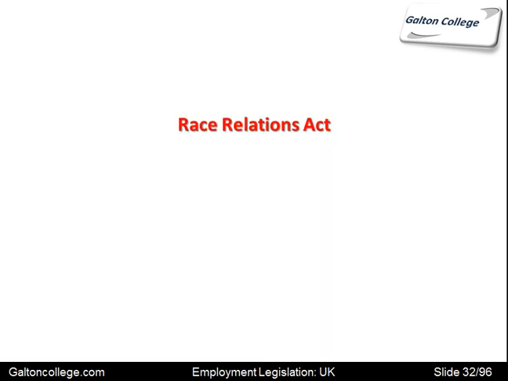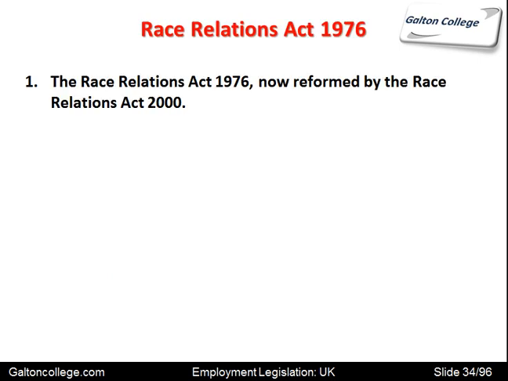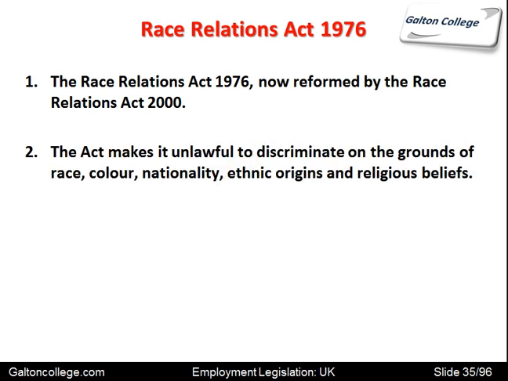There's also the Race Relations Act. This is the Act of 1976. This was updated, I think, in 2000. The Race Relations Act of 76, now reformed as the Race Relations Act 2000. The Act makes it unlawful to discriminate on the grounds of race, colour, nationality, ethnic origins and religious beliefs.